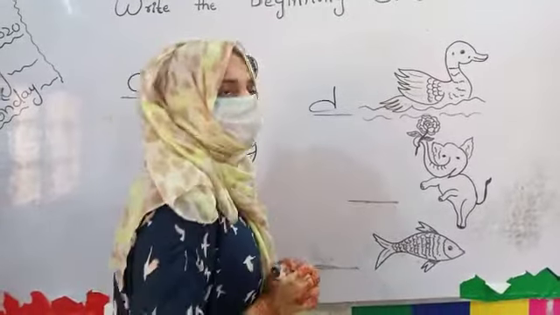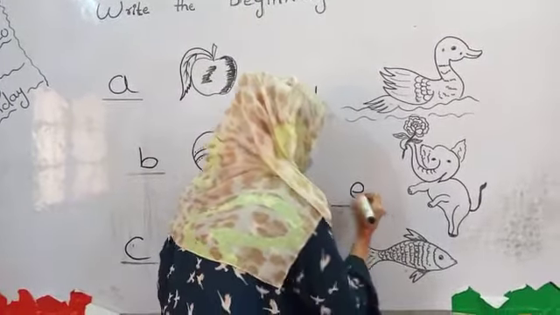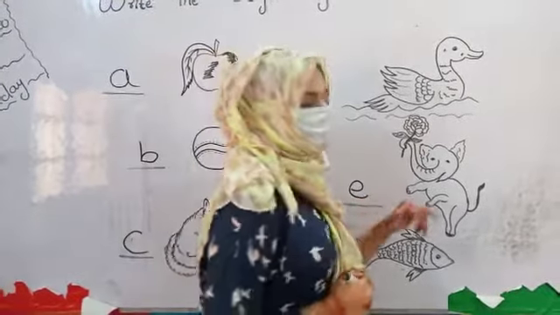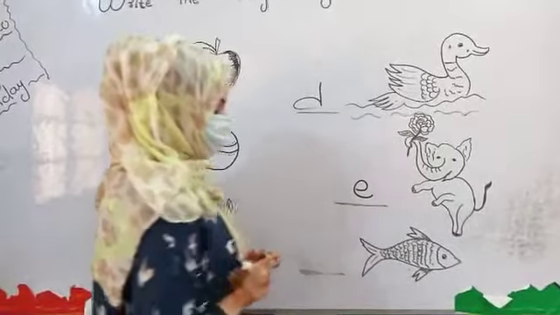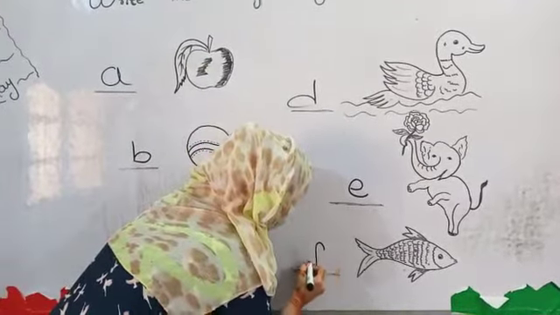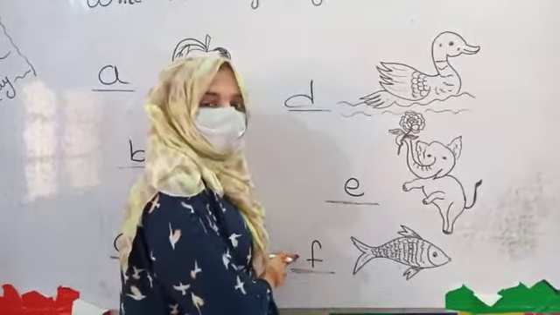The duck. Okay, now tell me which sound is this? E. Elephant. Okay, last one. Which word is this? Fur.